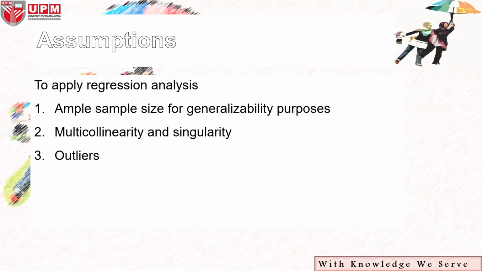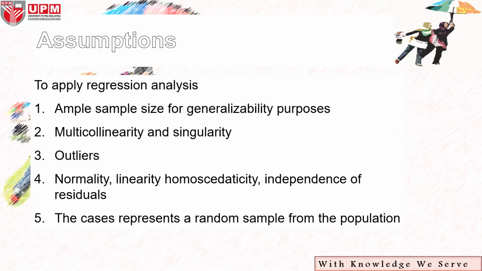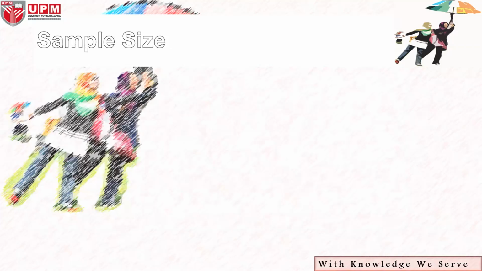Then we need to make sure that there are no outliers in our data set. Then make sure our data meet the assumptions of normality, linearity, homoscedasticity, and independence of residuals. And then the cases represent a random sample from the population. So these are the 5 assumptions that we need to follow to run multiple linear regression.